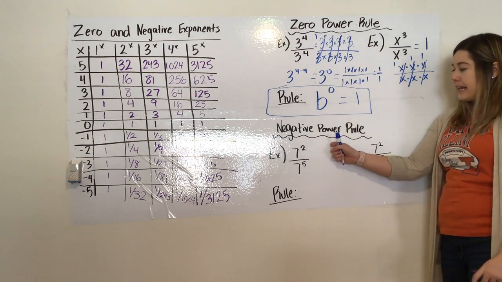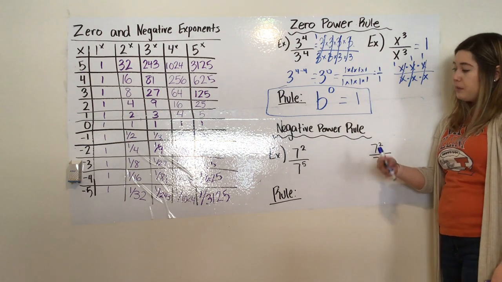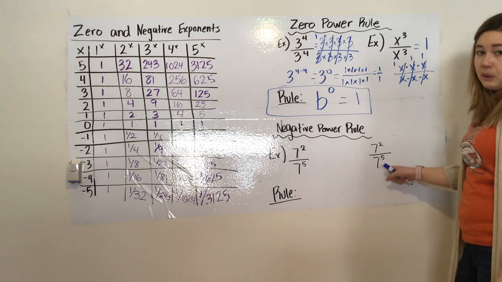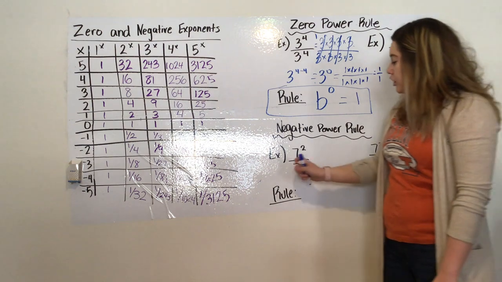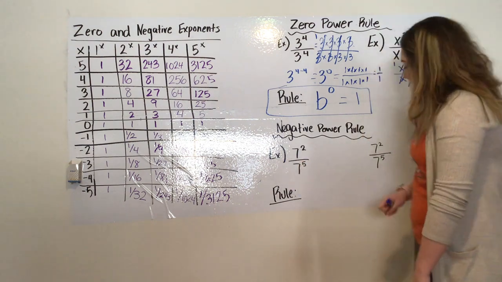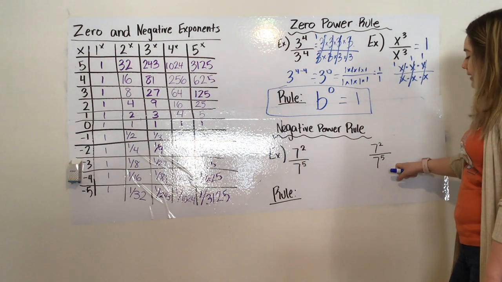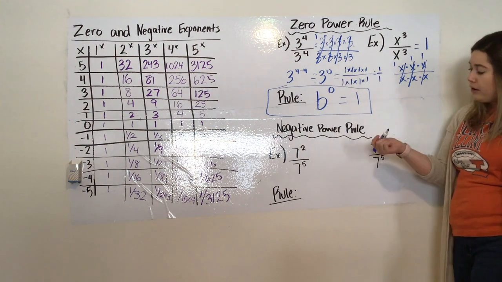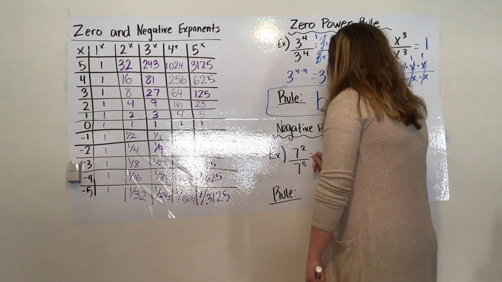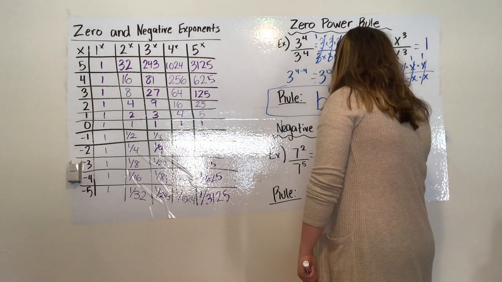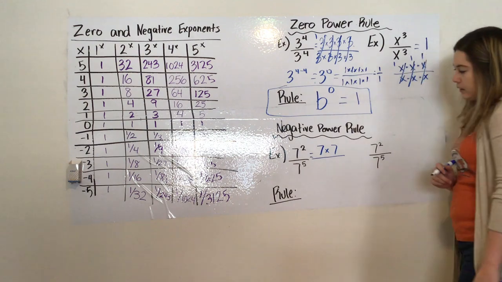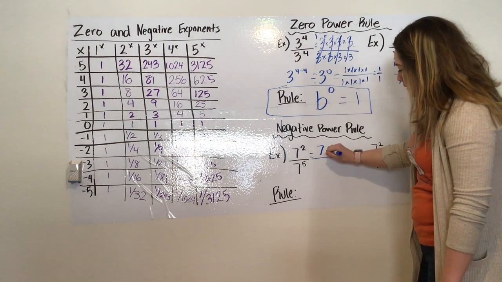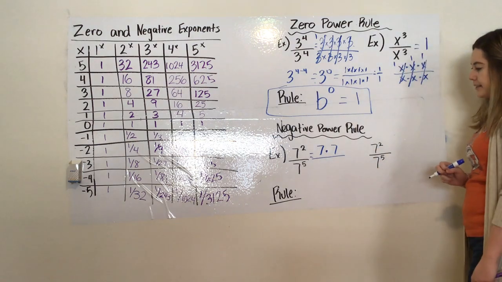Now going into the negative power rule. We're going to do the same thing where we first prove it expansion-wise, and then we're also going to use the quotient rule. I believe on your note catcher, the first thing is expansion, and then it is quotient rule. Similar to what we did up here, I'm going to expand out 7 squared. So 7 squared is just 7 times 7. Okay?